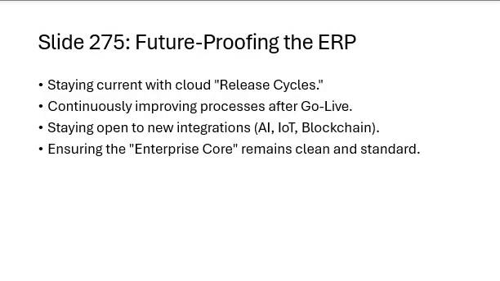Future proofing of ERP. Okay, so stay current with the cloud release cycle regularly. Continuously improve the process after ERP go live. Remain open to new integrations like AI and IoT. Blockchain adoption to strengthen the ERP transparency globally. Enterprise core must remain clean and standardized.